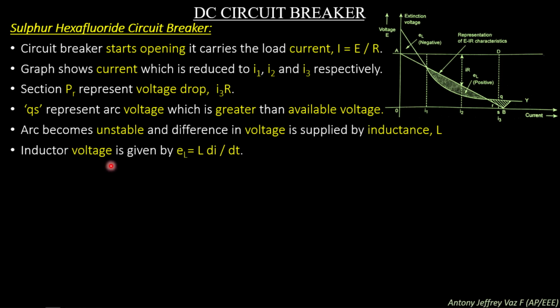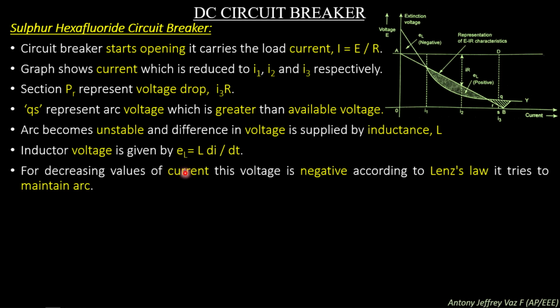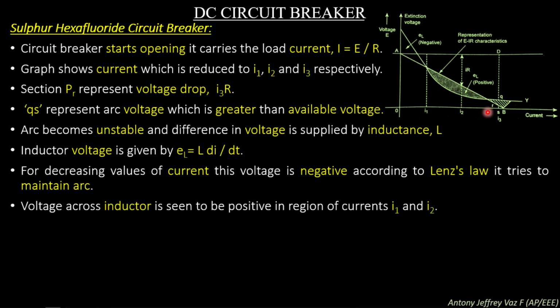The inductance voltage is given by EL, which is equivalent to L di by dt. For decreasing values of current, this voltage is negative. According to Lenz's law, it tries to maintain the arc. Since inductance is charged and it is having a voltage, and this voltage is applied to the arc, because of Lenz's law, the current will be present in the arc and it will be retained in it.